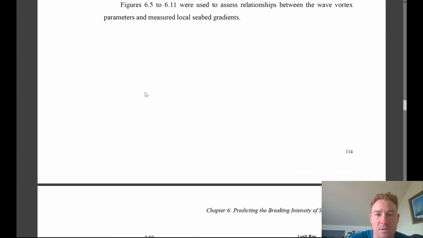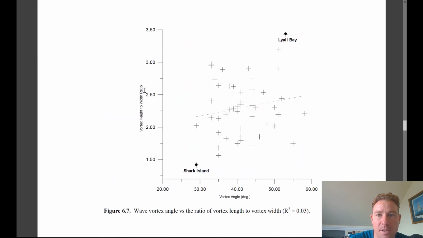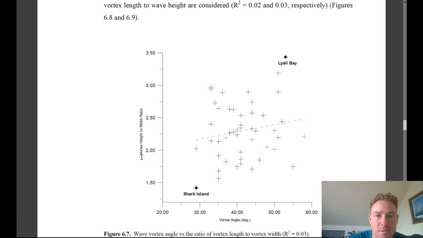And so let me scroll down to some of those where they kind of related them. So the scatter plot that I'm looking at right here has vortex angle in degrees on the x-axis and the vortex height to width ratio. So they're actually looking at the height of the wave to the width of the vortex, that ratio. So if the height is much bigger compared to the width, let's say the width is really small, then you have a really high number. And so it's going to be higher on the y-axis.